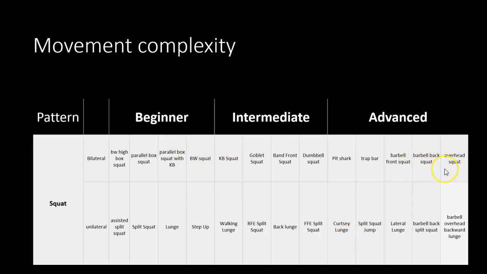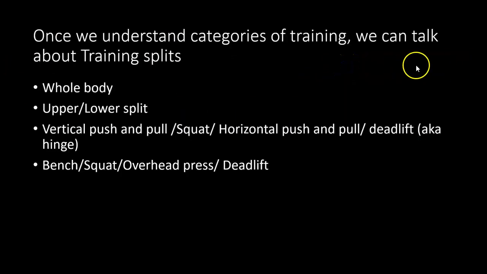But the converse is different. If someone can do an advanced variation like a barbell back squat correctly, they can most certainly do one of those beginner variations. So just think about that in terms of exercise selection. We need to make it based on that person's skill, and we're only going to gather that information from doing an assessment, which we'll eventually get into next class, I think. So once we understand categories of training, we can start to talk about training splits.